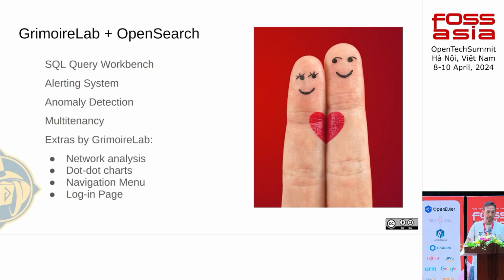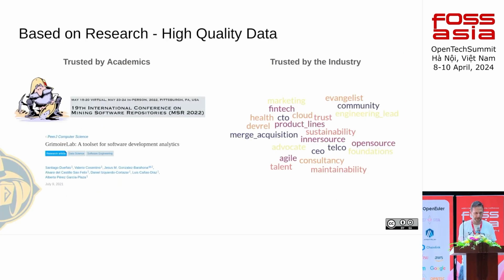GrimoireLab and OpenSearch are working together really closely. There is an alerting system, anomaly detection, and multi-tenancy, all provided by OpenSearch by default. Then there are extras from GrimoireLab: network analysis, dot charts, a navigation menu, and a login page. So there are some things that we are doing together. By the way, OpenSearchCon is in the next few months at some point.